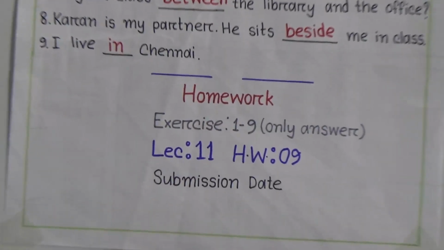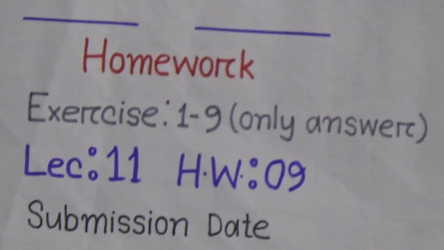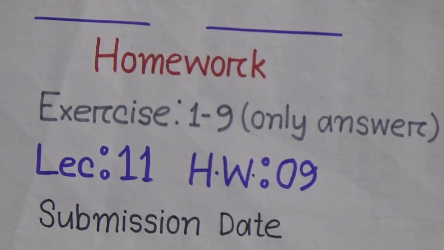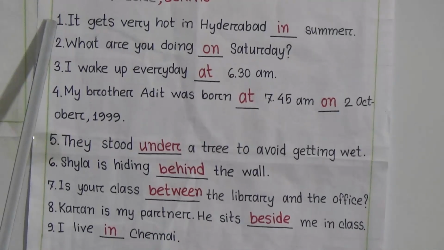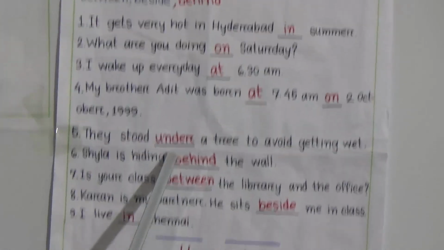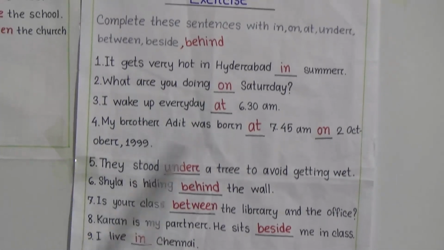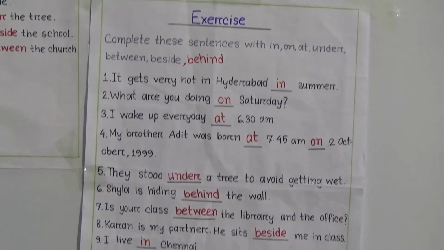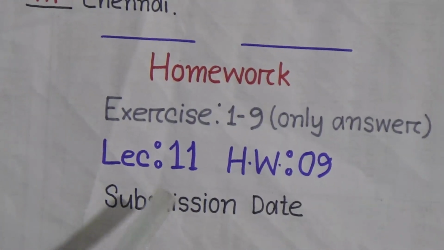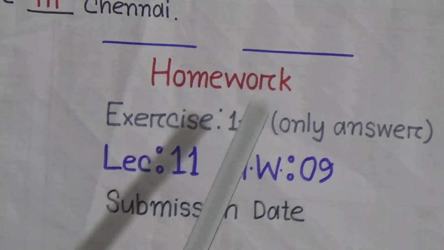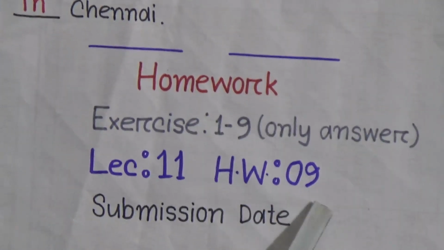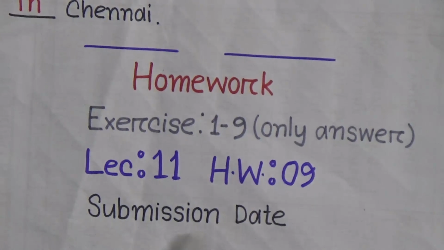Now I'm giving your homework. Your homework will be exercise 1 to 9. And students, write only the answers of these gaps. No need to copy the questions, write only the answers. And don't forget to write the lecture number and homework number with the submission date. Our lecture number is 11 and homework number is 9. And write the submission date.